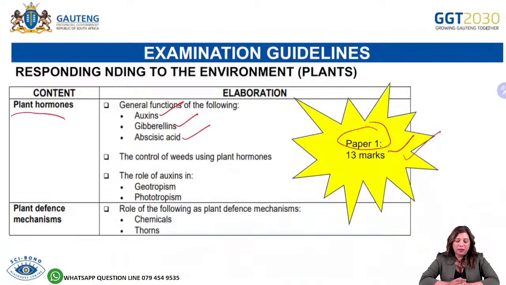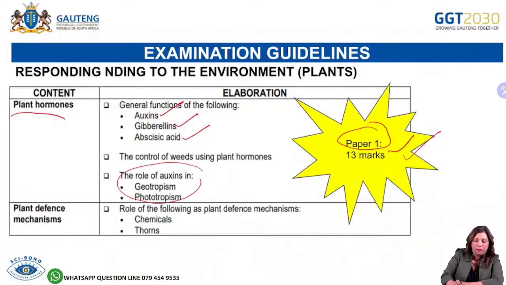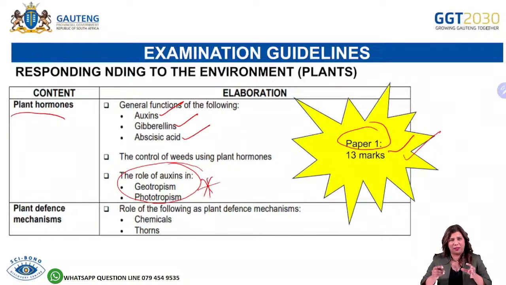The role of auxins in geotropism and phototropism. This is very, very important because this is a popular exam question. They like to ask this question in many, many different ways. So if you can learn the tricks which myself and my colleague are going to teach you today, you're going to pass this section really, really well. While you are sitting there, you should have a pen and paper and you should be making notes of all the important points.